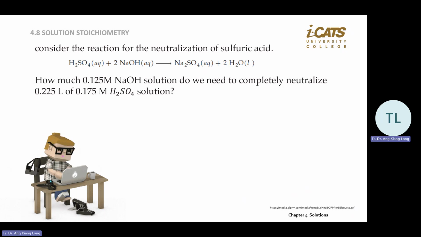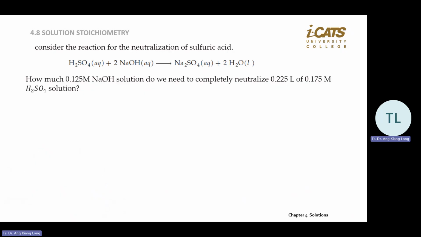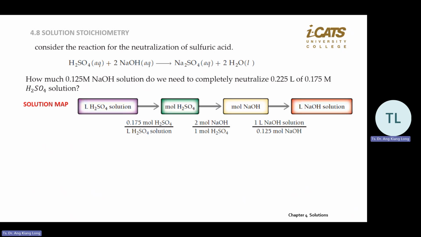Then you have 0.25 liter of 0.175 mole of H2SO4. Here you have this one. Link back to what you learned just now: how to find mole, M1V1. Okay, see how we do? This is just a mind map. It means the mathematical conversion or relationship you use.